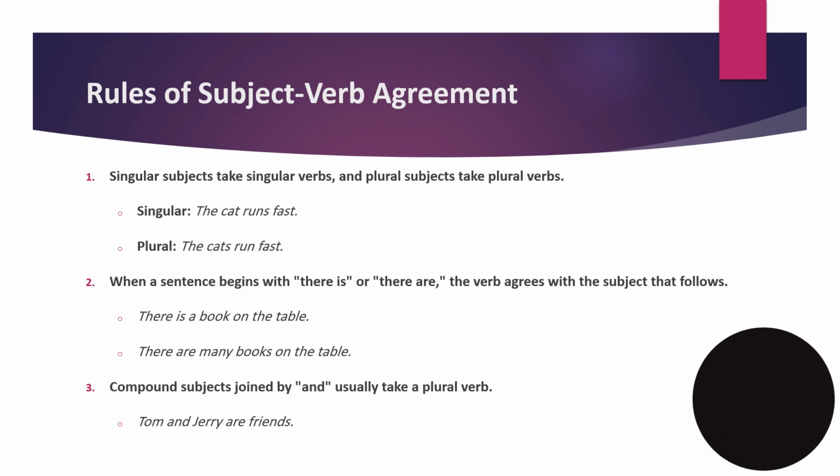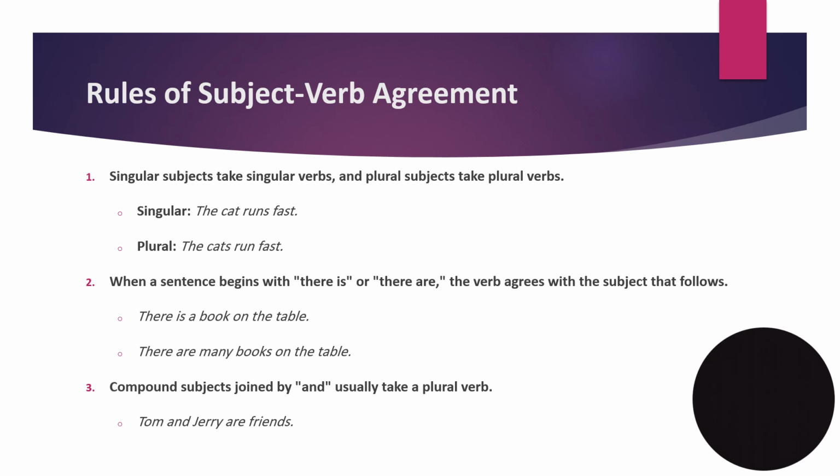Now, rules of subject-verb agreement. We have the singular subjects that take singular verbs and plural subjects take plural verbs. Singular, for example, the cat runs fast. Plural, the cats run fast. They are the S for the singular. Second, when a sentence begins with there is or there are, the verb agrees with the subject that follows. There is a book on the table. There are many books on the table.